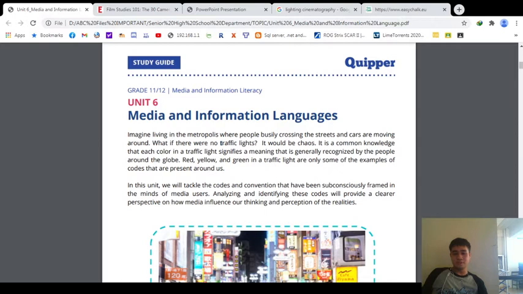In this unit, we will tackle the codes and conventions that have been subconsciously framed in the minds of media users. Analyzing and identifying these codes will provide a clearer perspective on how media influence our thinking and perception of reality. What do you mean by this? This idea will affect your way of living, the way you perceive other people.